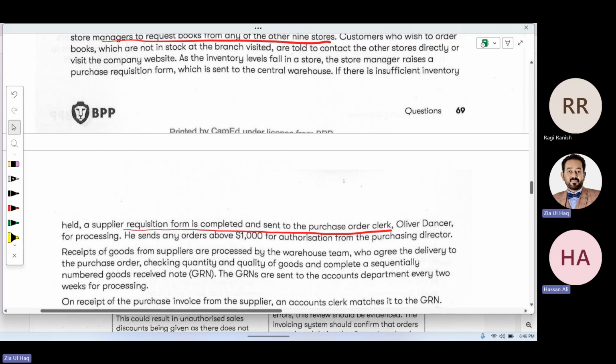So the store manager raises a purchase requisition form, which is sent to the central warehouse. If there is insufficient inventory held, a supplier requisition form is completed and sent to the purchase order clerk, Oliver Dancer, for processing, meaning he needs to place an order according to the purchase requisition. He sends any order above 1,000 for authorization from the purchase director. I mean, there is an authority level and limits established.